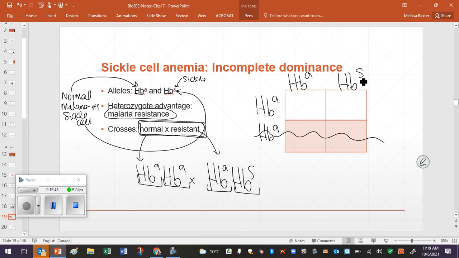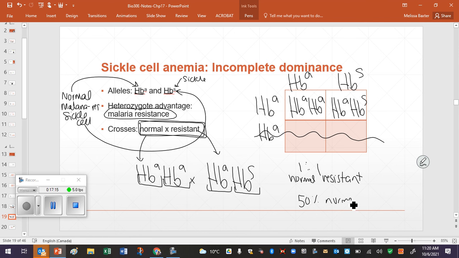That means that in their offspring, I would expect 50% to have 2 copies of the normal allele and 50% to be heterozygous. So when I report the ratios in my offspring, I could say the ratio is 1:1, normal to resistant, if I'm giving a ratio. Or I could say 50% normal, 50% resistant.